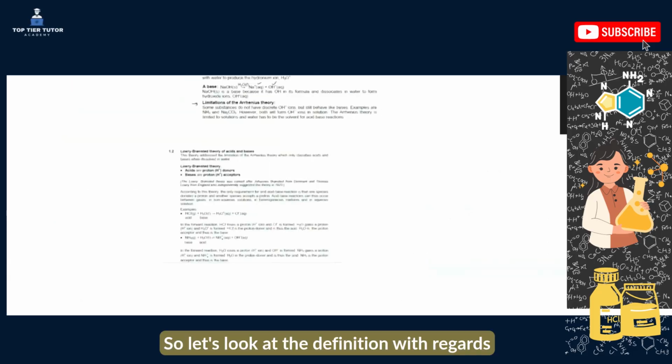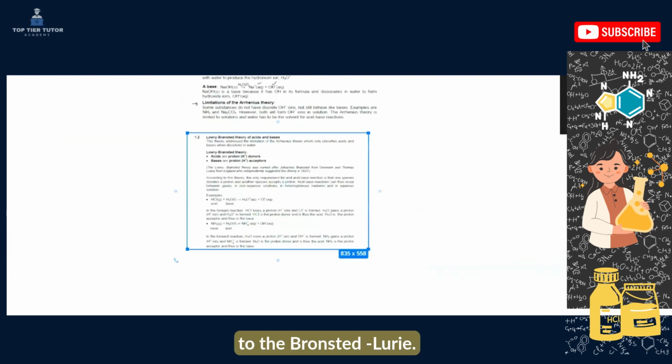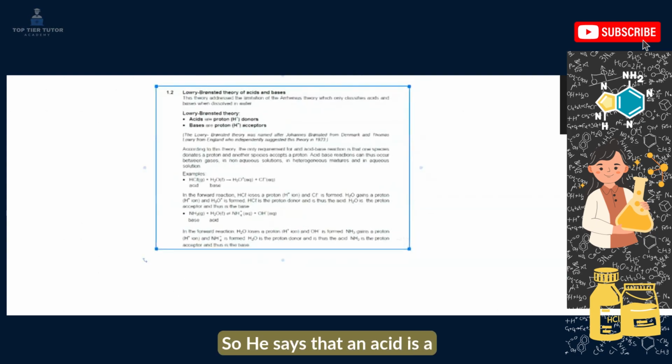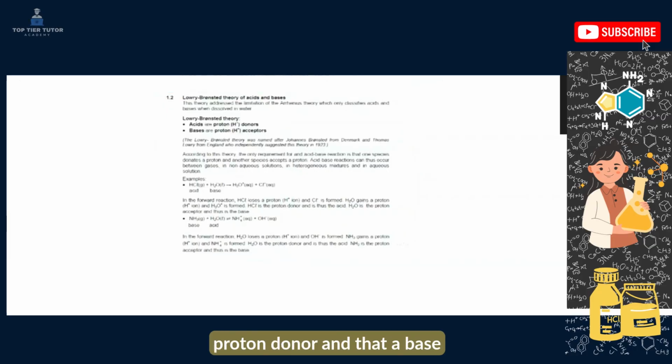So let's look at the definition with regards to the Bronsted theory. He says that an acid is a proton donor and that a base is a proton acceptor. So the ability to accept a proton, a hydrogen ion, or to donate a hydrogen ion is what makes a base and an acid.